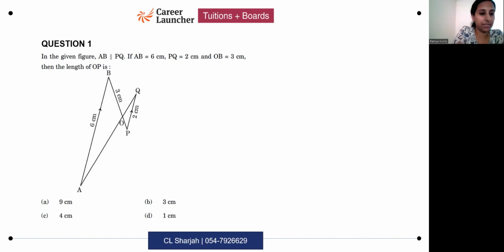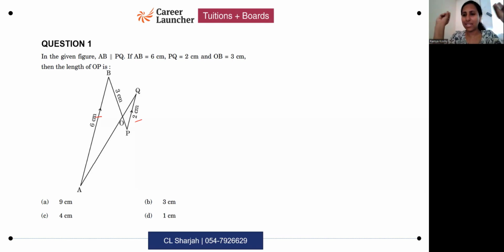These lines are parallel. Okay, it's a 1 mark question. These lines are parallel. Can you use BPT just because you see parallel lines? No. Why you cannot use BPT? Because the parallel line is not inside one triangle. It is like outside. So it's not BPT, it's similarity.